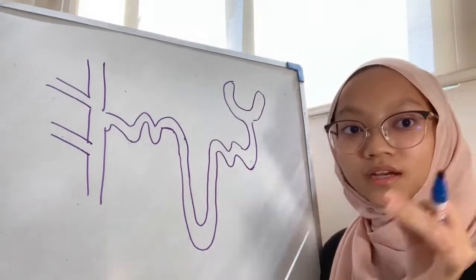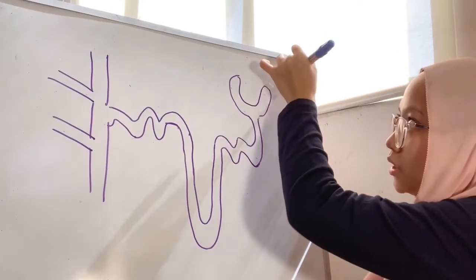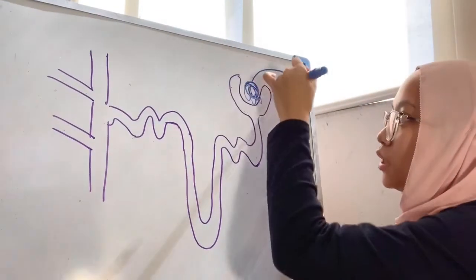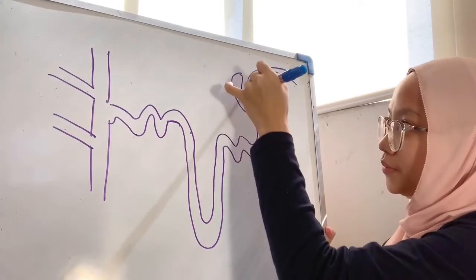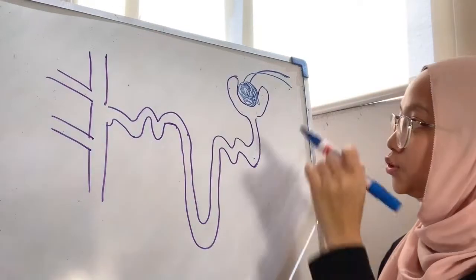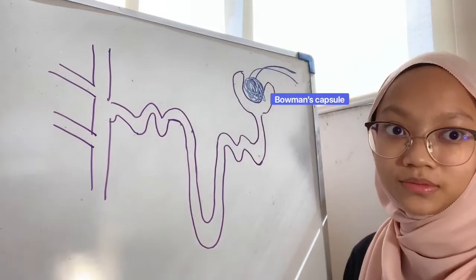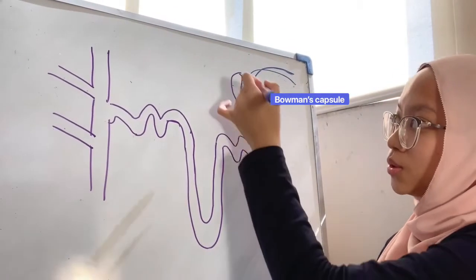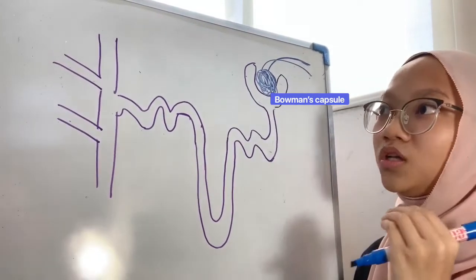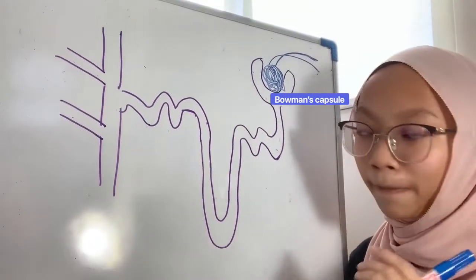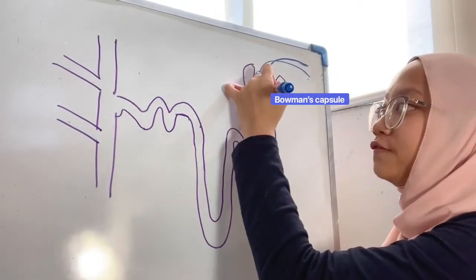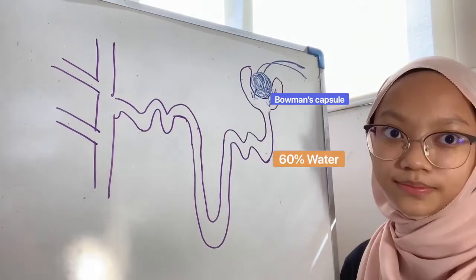So from the renal artery, dia ada dua. First we have the afferent arteriole, and we have the efferent arteriole. So dua-dua ni, they will group themselves to the Bowman capsule, in the Bowman capsule. So due to the different diameter of each arteriole, it will cause a high hydrostatic pressure. The high hydrostatic pressure will cause the blood to diffuse, to filter.